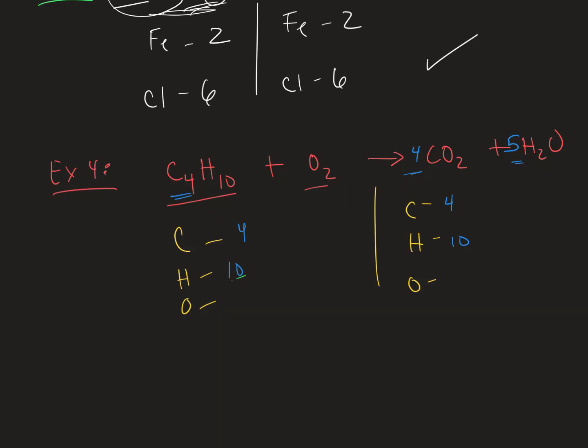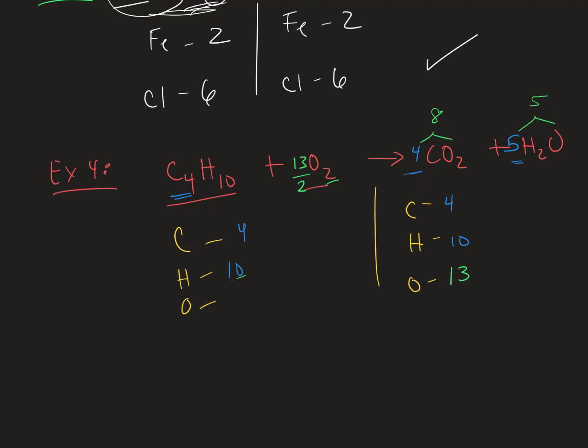And then last thing, do oxygen. Because it's everywhere. We have how many for the carbon dioxides total? 8. How many for the waters? 5. That's a total of 13. You with me? So we need 13 over here. What times 2 is 13? 13 halves. Now, you could just do 6.5, right? You could, because that's what 13 halves is.